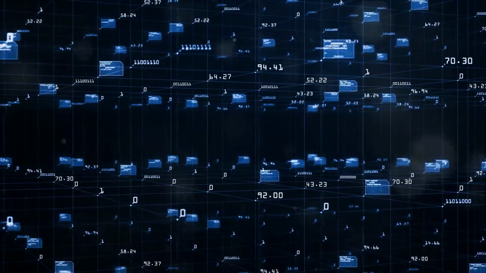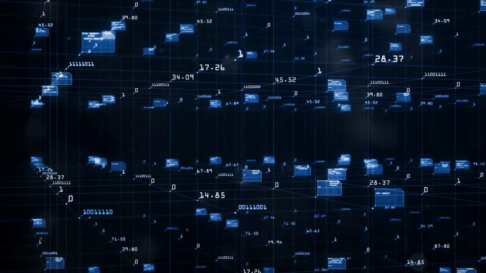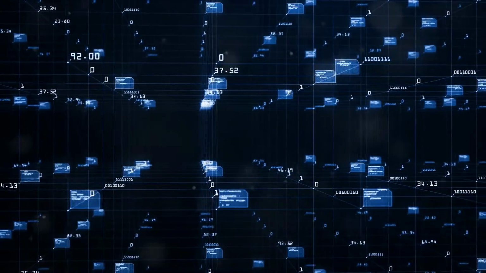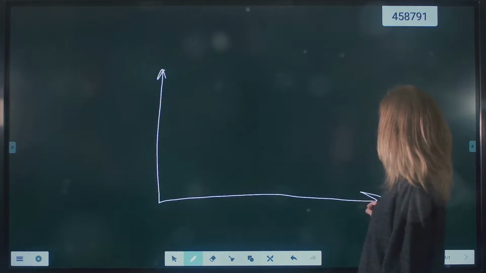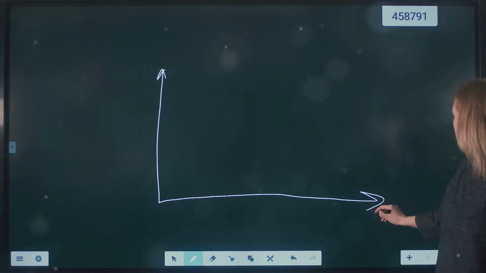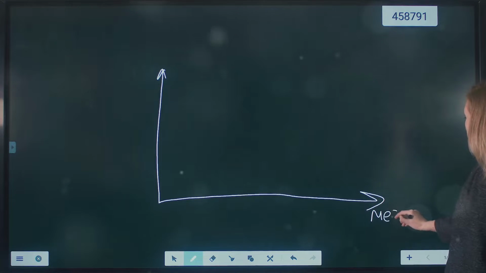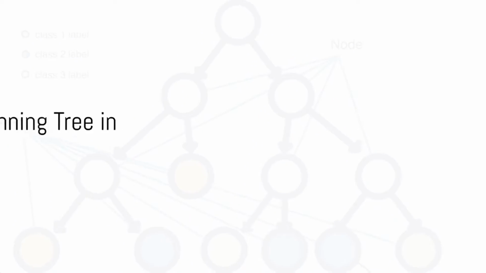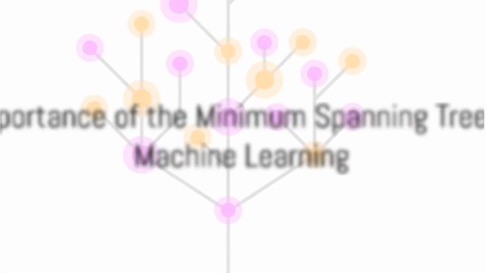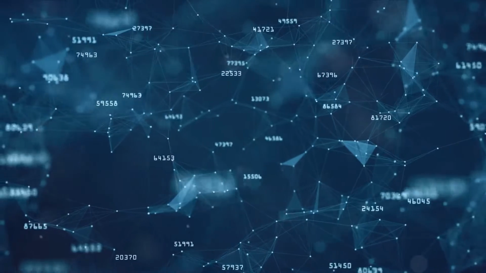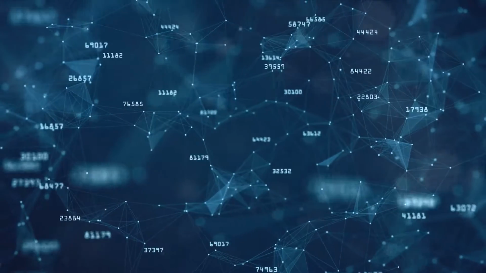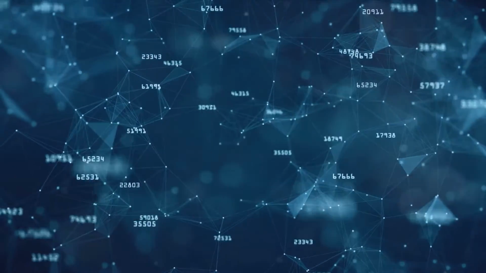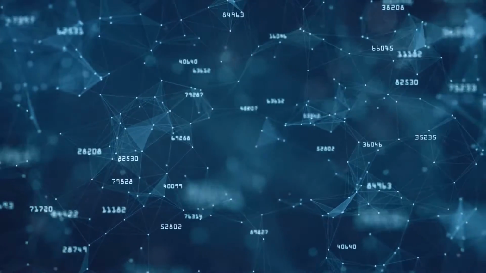A minimum spanning tree is a subset of the edges of a connected, edge-weighted graph that connects all the vertices together, without any cycles and with the minimum possible total edge weight. That's a mouthful, isn't it? Simplified, it's the tree connecting all nodes with the least overall cost. The concept of a minimum spanning tree is crucial in machine learning because it helps in the effective organization and classification of data. It's like a master key that unlocks the door to understanding complex data structures and patterns.